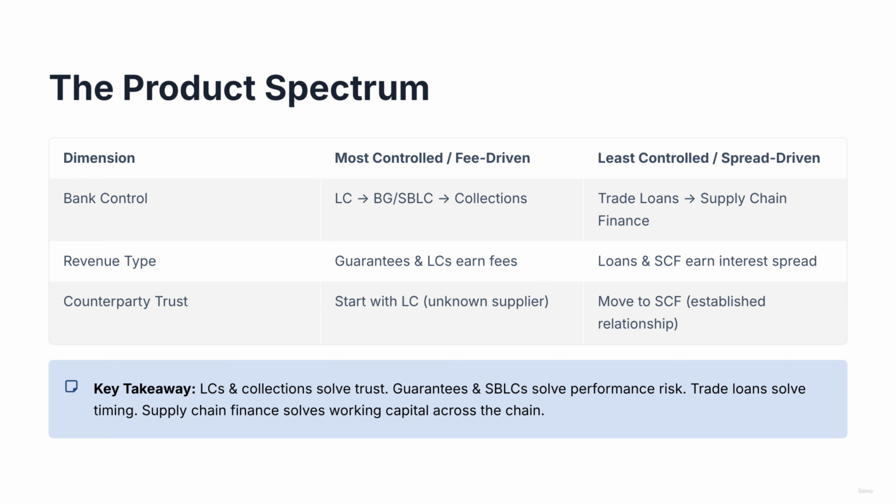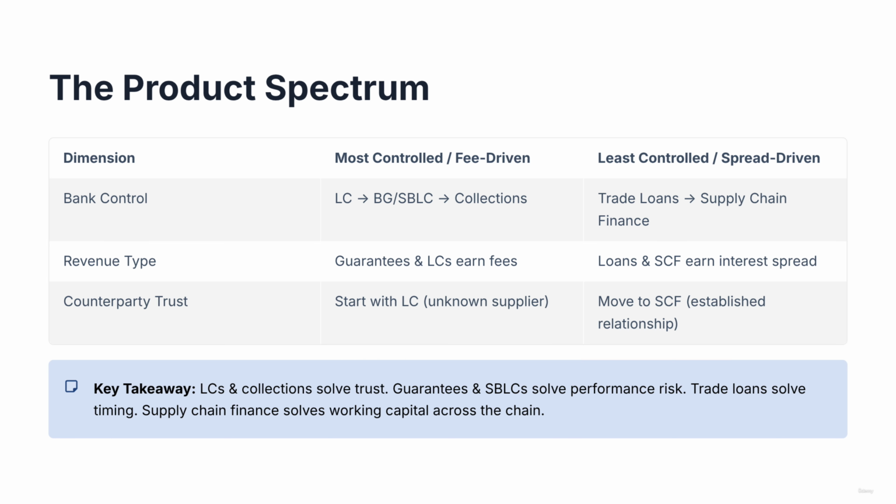Here is a mental model worth keeping, from most bank-controlled to least. LC, then BG and SBLC, then documentary collections, then trade loans, then supply chain finance. From most fee-driven to most spread-driven. Guarantees and LCs earn fee income, trade loans and SCF earn interest and spread. And from most appropriate for unknown counterparties to most appropriate for established relationships. Start with an LC for a new supplier you have never dealt with. Move toward open account and SCF as trust builds over time.